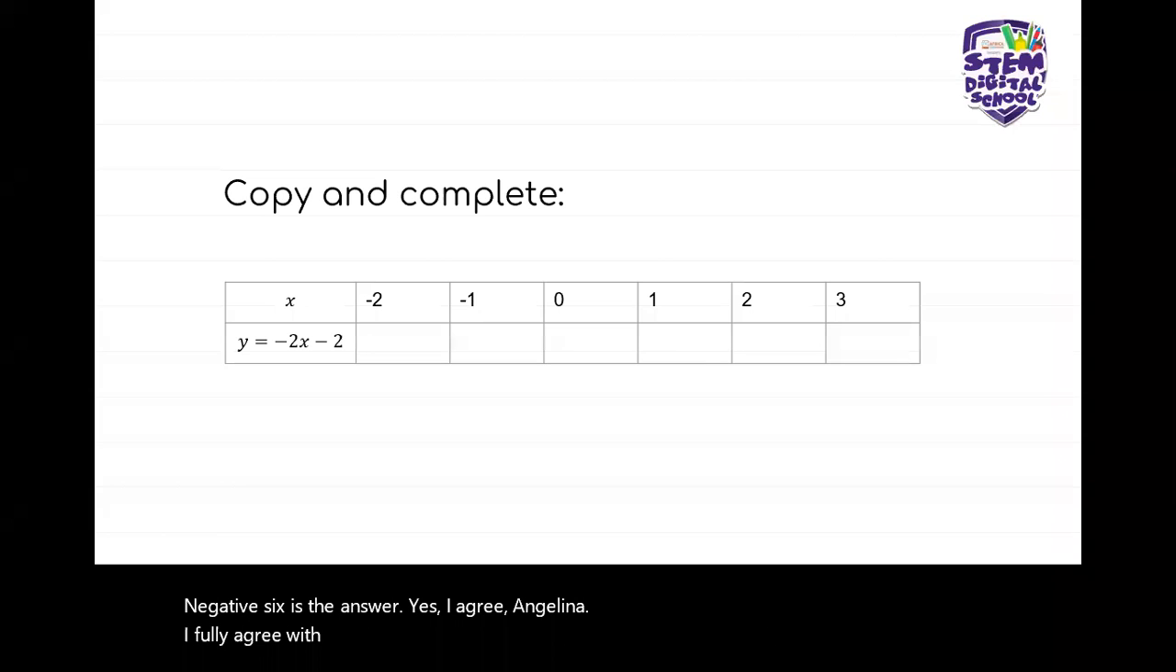Can we do the last one now? If x is 3. Can we now do the last one? If x is 3, what is the value of y? Just by demonstrating. X is equal to 3. What will be the value?